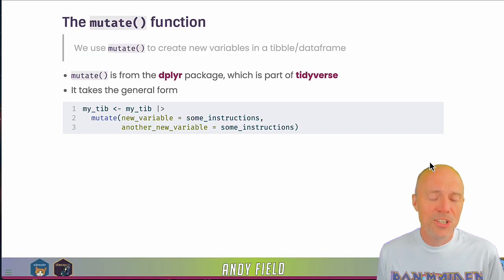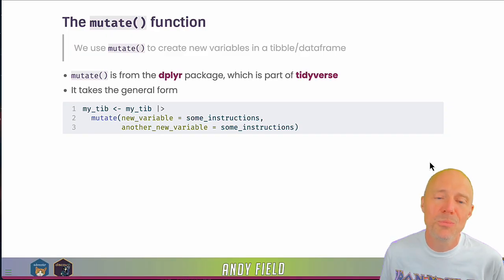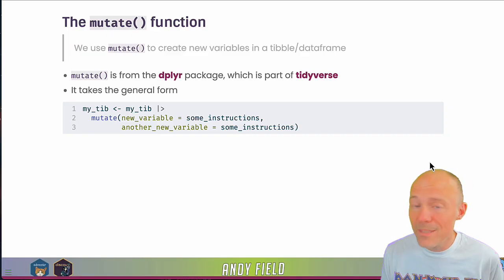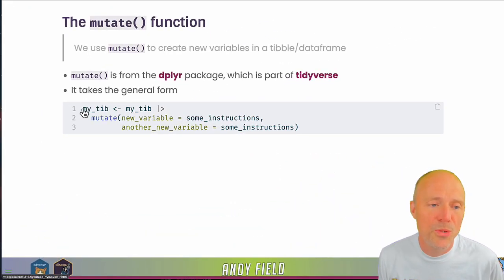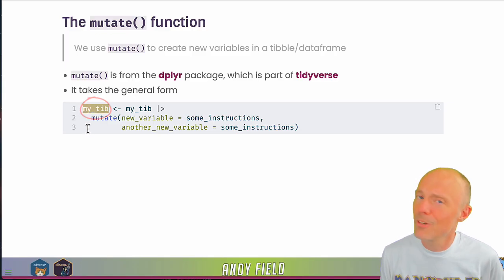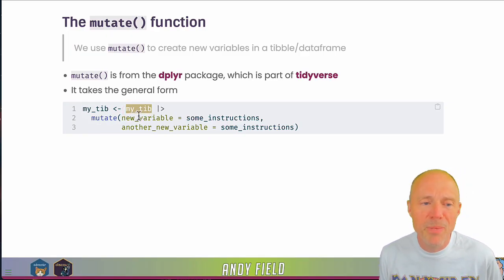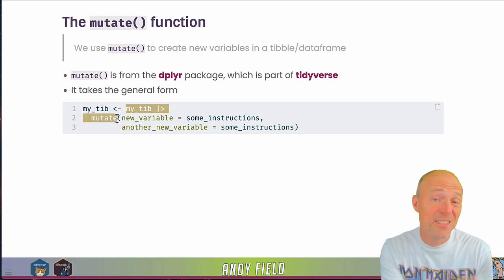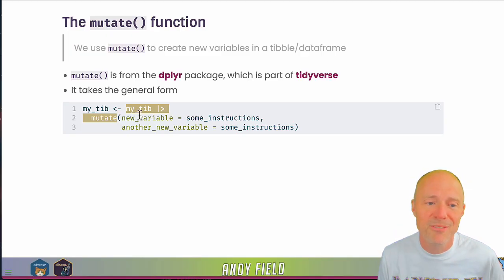And it takes a general form that looks a bit like this. So generally, when we're using mutate, we are adding new variables to an existing data frame. Not always, but generally you are. So this shows us the general syntax that we will use. I'm imagining that I've got a data frame object called myTib, very original name. What I'm going to do is take myTib and pipe it into the mutate function. So this is what this bit here is doing. It's just saying, take my existing data frame, send it into the mutate function.